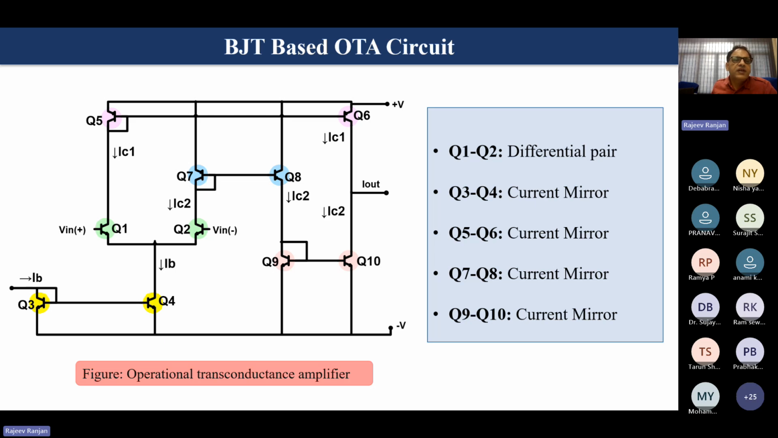Here Q7 and Q8 transistors are again a current mirror. So IC2 is transferring to this terminal because again this is a current mirror. Now if you see the circuit, Q9 and Q10 is another current mirror. So this IC2 is transferring here. So hence at this node, IC1 minus IC2 is the I out current. So this is the description of the BJT based operational transconductance amplifier.